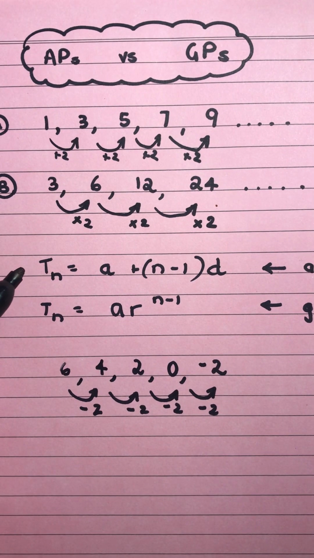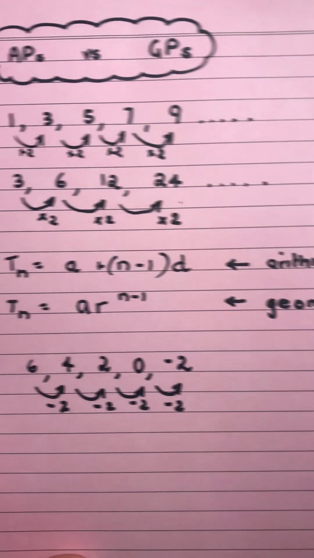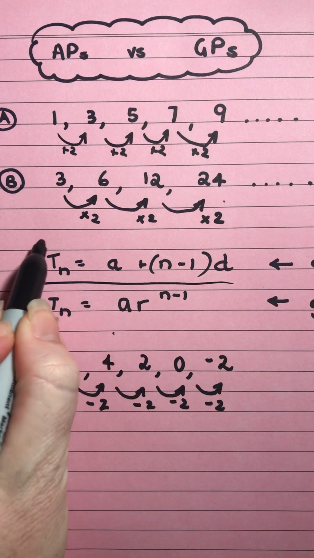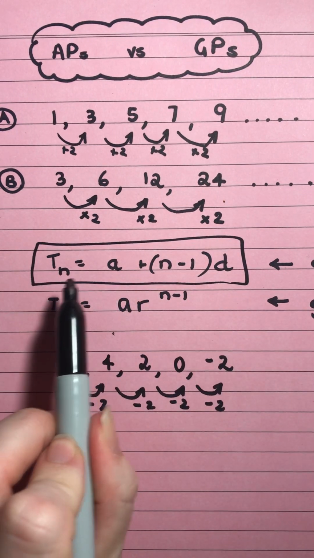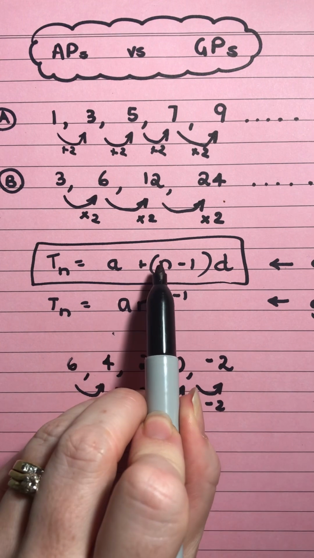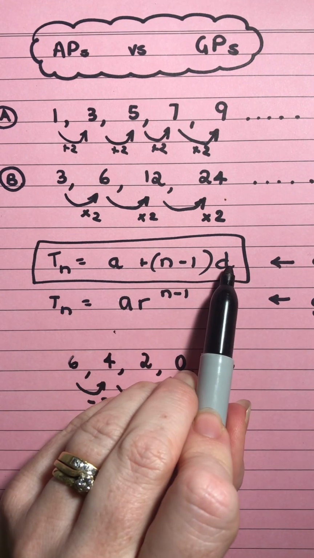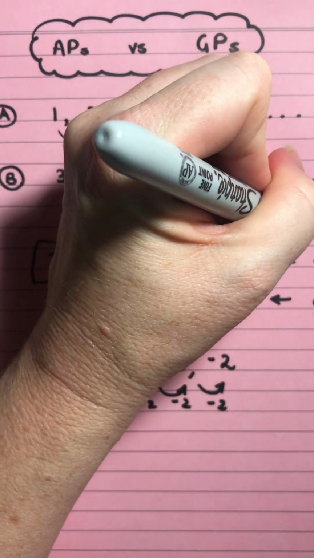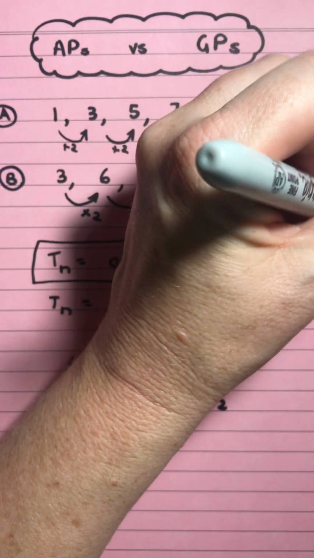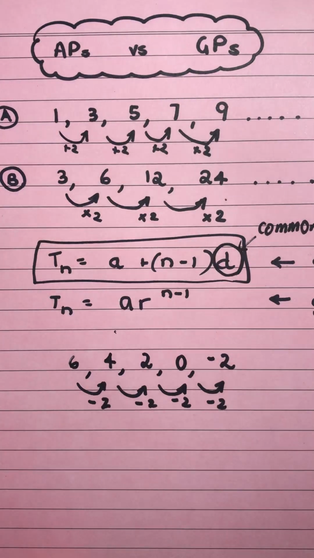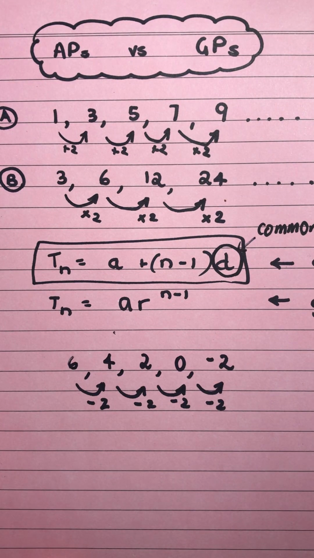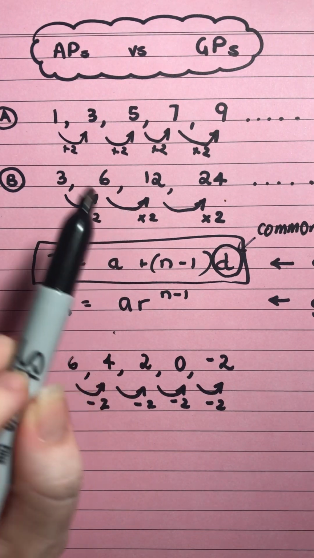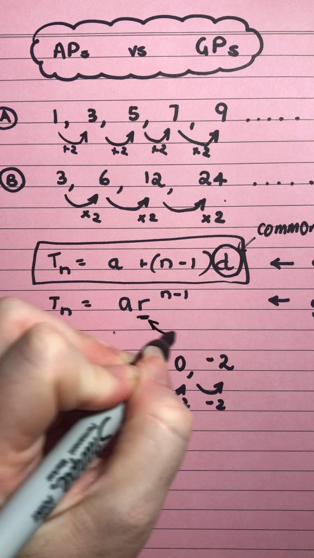The general rule is different for an arithmetic and a geometric sequence. So our general rule for an arithmetic is T of n is equal to a plus (n minus 1) in brackets multiplied by d. So that's our key thing here. We have a common difference. So for our arithmetic sequences, we've got that common difference. For our geometric sequences, we call it a common ratio. So whatever we're multiplying by. So that r is for common ratio.